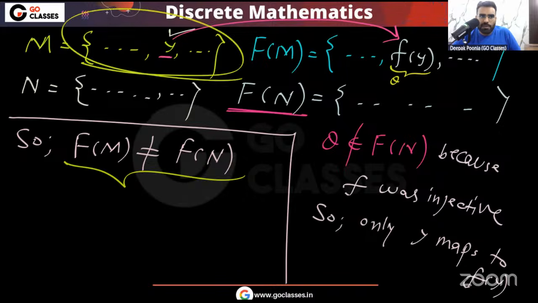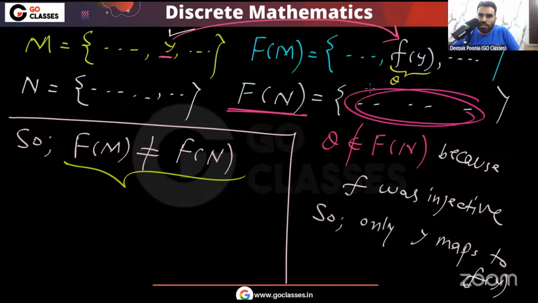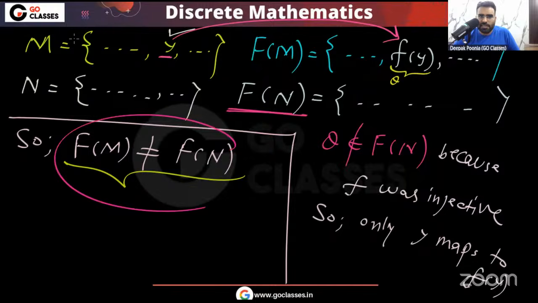To find the capital F image, for each element you find the small f image. So for this Y, the small f image will be small fy. We already know that only this Y will map to small fy. Now these elements of N do not contain Y, because Y belongs to M and Y does not belong to N. If Y is not there, then these elements cannot map to fy. Yes or no? These elements will not map to fy. So you will not get fy here. So this fy belongs to capital FM, but it does not belong to capital FN. So it means that FM and FN are different. This is what we wanted to prove. So hence proved.